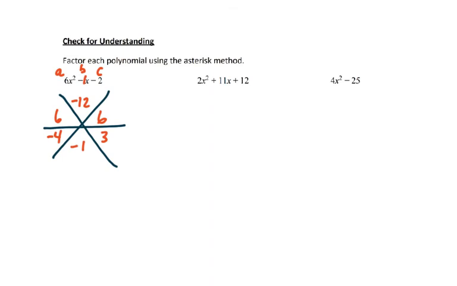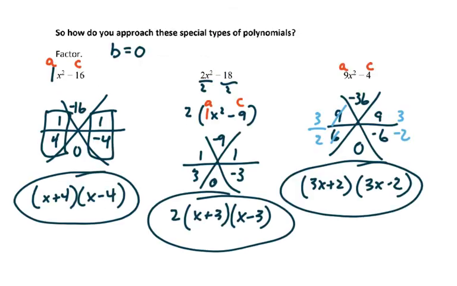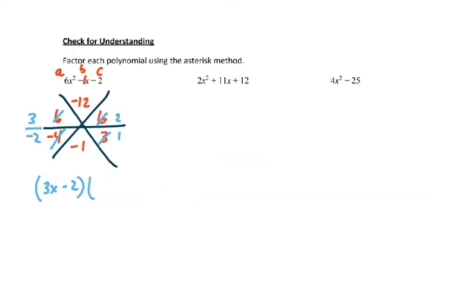Looks like there is something to reduce out of both of these. These both reduce by 2. So we'll have 3 and negative 2. These both reduce by 3. So we will have 2 and 1. 3x minus 2, whoops, hit back instead, and then 2x plus 1.